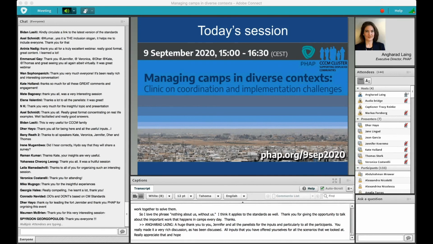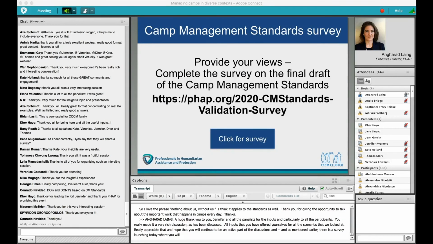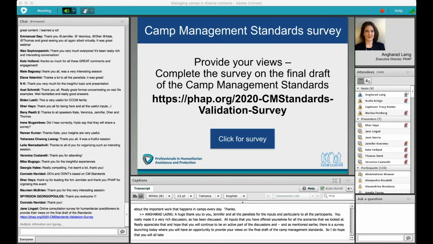And as mentioned earlier, there is a survey launching today where you will have an opportunity to provide your views on the final draft of the camp management standards. So I do hope that you will all take the time to fill that out after the event. You'll also receive the link in the follow-up email.